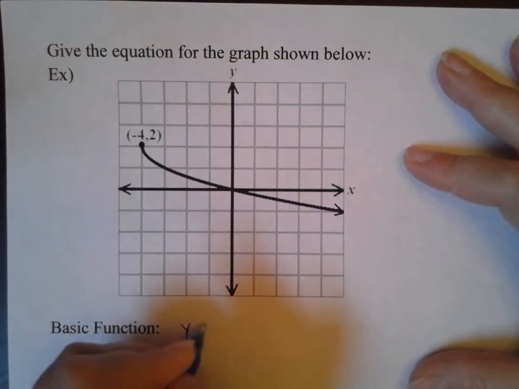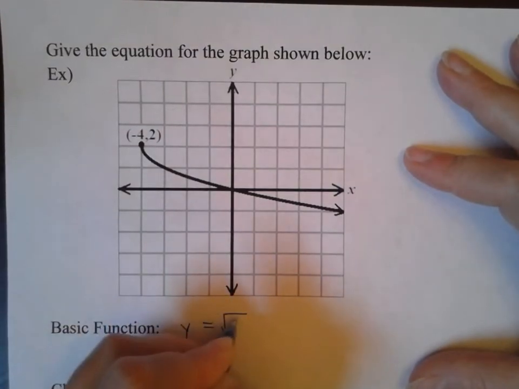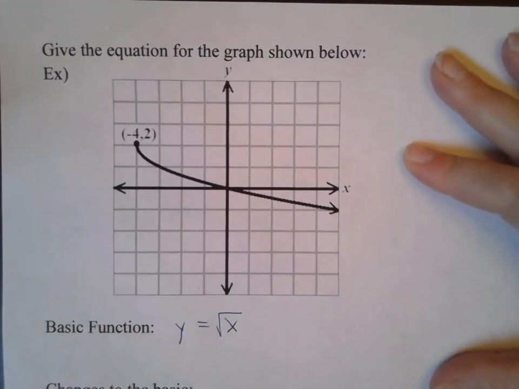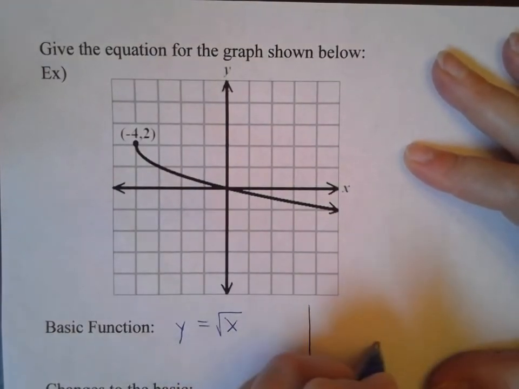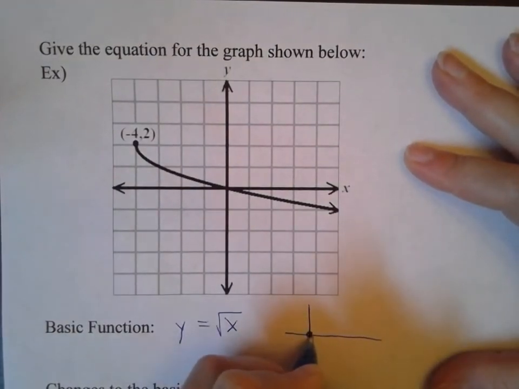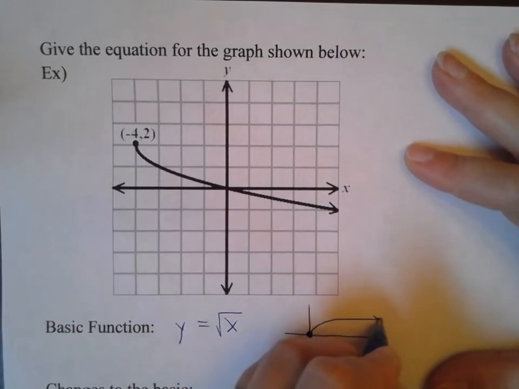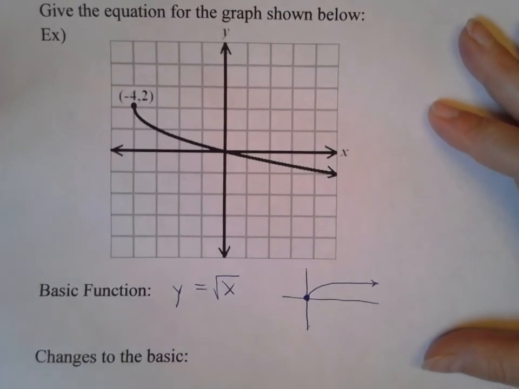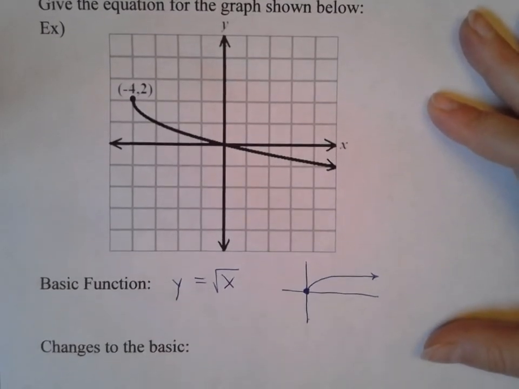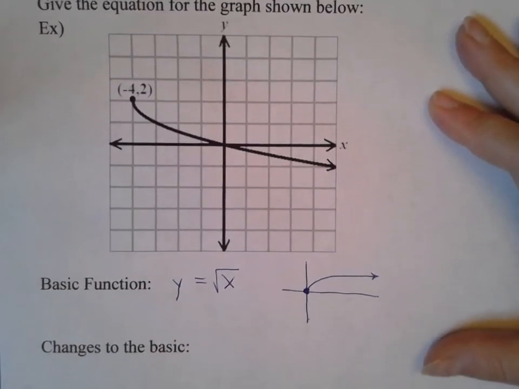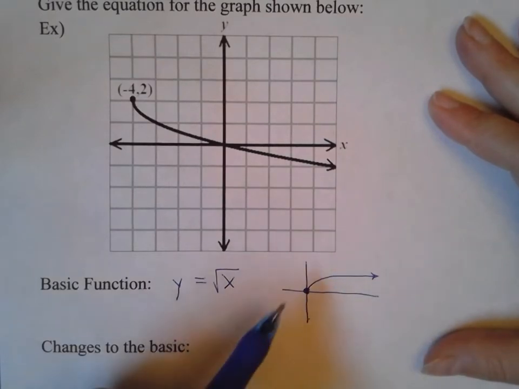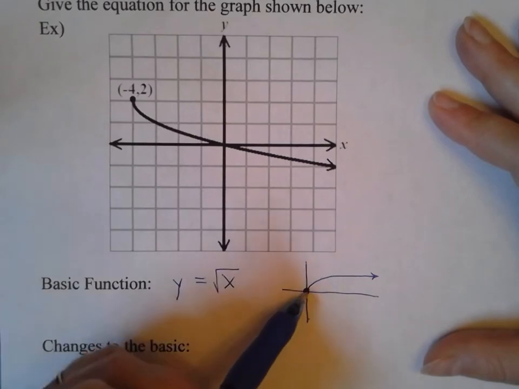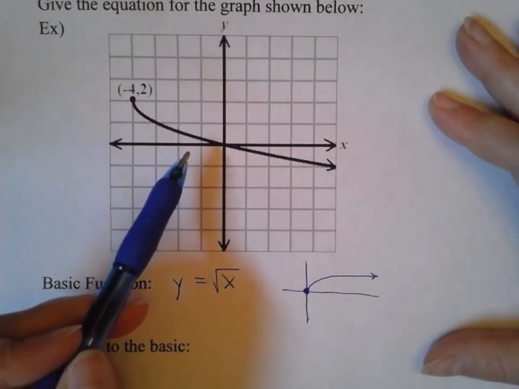This is actually a square root of x graph. The basic graph for the square root of x starts at 0, 0. Looks sort of like a half a parabola on its side like this. Okay, this graph does not look like that. So there have been some changes to it. How can I change the basic graph to look like this graph?